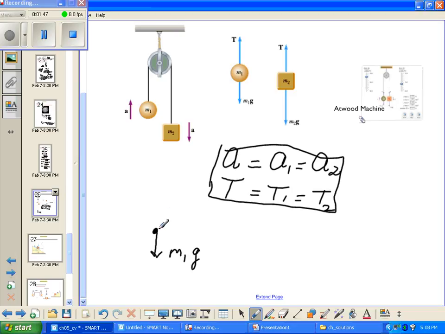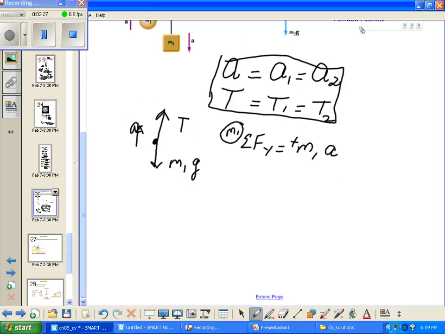Mass 1 has a weight m1g downward and the tension that the rope exerts upward. We are also told that mass 1 accelerates upward. Newton's second law, in the y, there are no forces in the x. The net force on M1 is equal to M1A. Notice the acceleration is positive since the mass is accelerating upward.